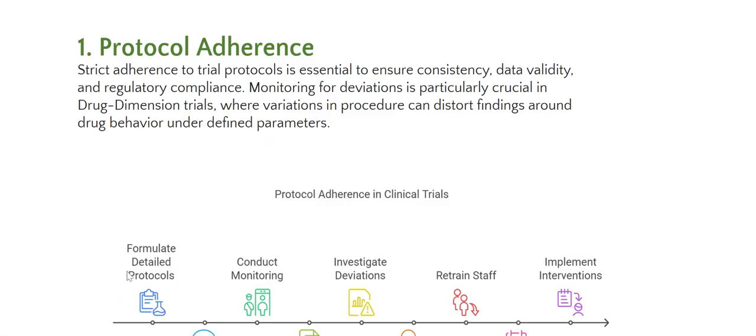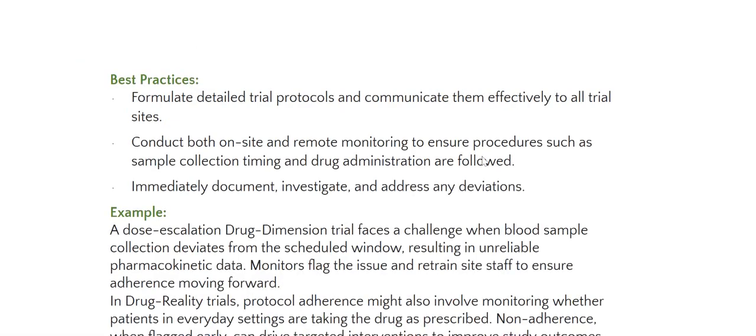From left to right: formulate detailed protocols, communicate protocols, conduct monitoring, document deviations, investigate deviations, address deviations, retrain staff, monitor drug adherence, and then implement interventions. Best practices. Formulate detailed trial protocols and communicate them effectively to all trial sites. Conduct both on-site and remote monitoring to ensure procedures such as sample collection, timing, and drug administration are followed. Immediately document, investigate, and address any deviations.